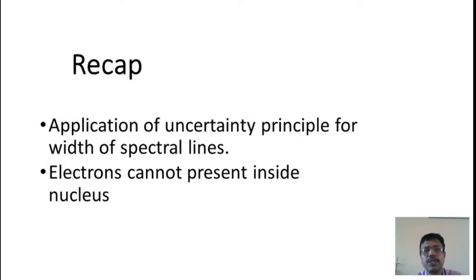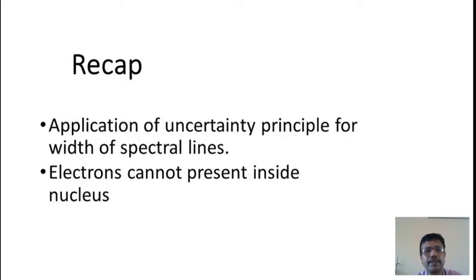The application of this is to find the width of the spectral line. To determine the width of the spectral line, we are using the equation delta E dot delta T nearly equal to h cut by 2 or h by 2 pi. Then delta E is equal to h by 4 pi into 1 by delta T. Delta E is expressed as h into delta nu because according to Planck's law, E is equal to h nu. Implies delta E is equal to h into delta nu.